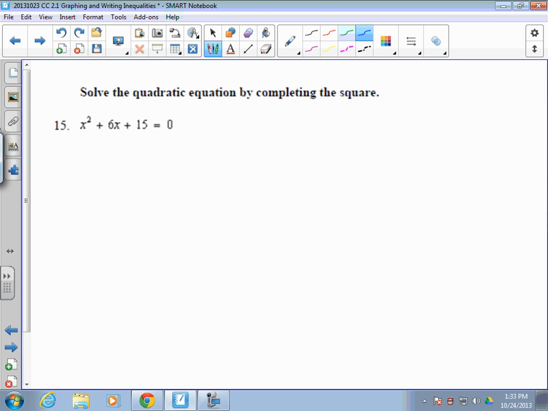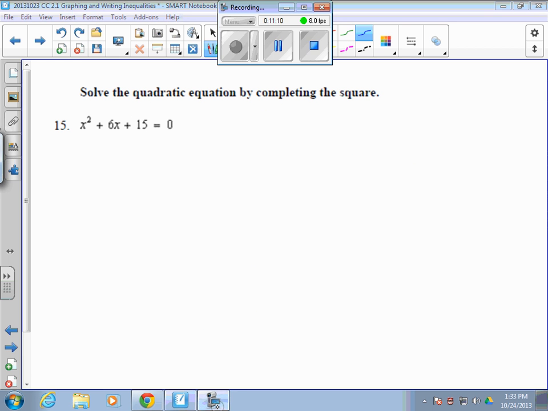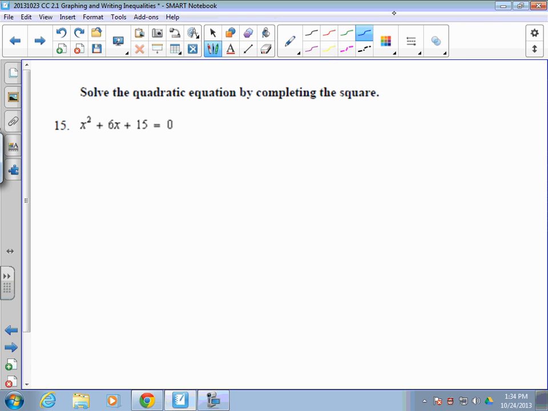15 says solve the quadratic by completing the square. That's good. Okay, this one's not a perfect square because 15, you can't take the square root of that. So what you need to do is get rid of plus 15 by subtracting it. Do the same thing to the other side. That leaves you with x squared plus 6x equals negative 15. So we want to find c. We want to find the c value.